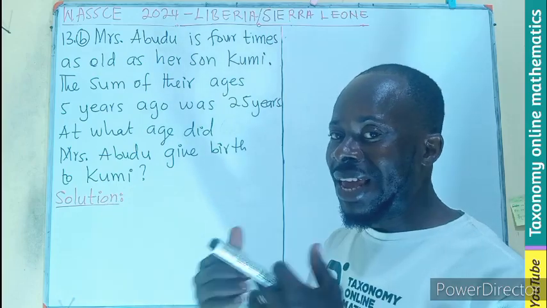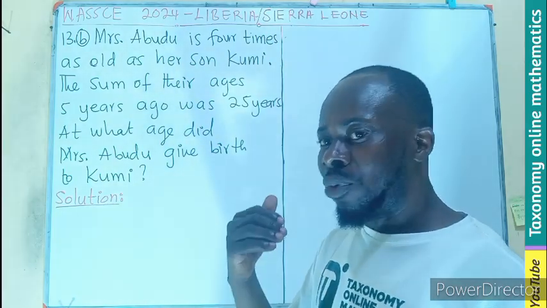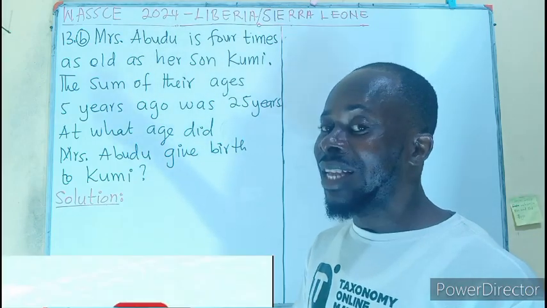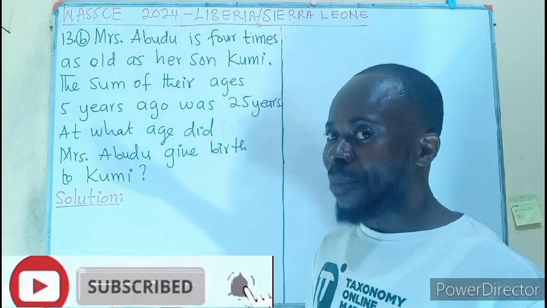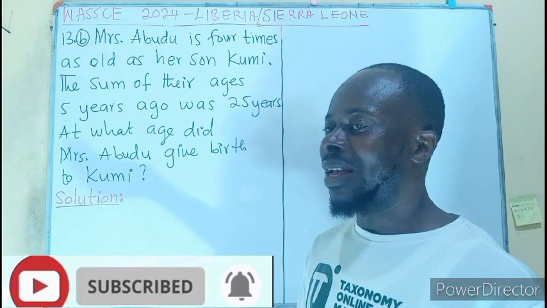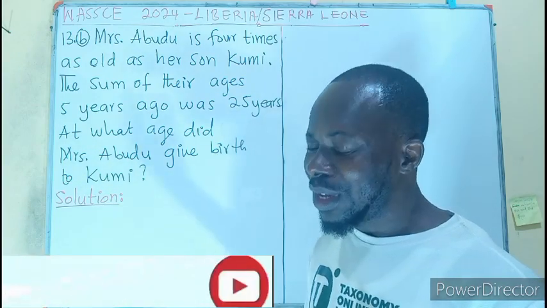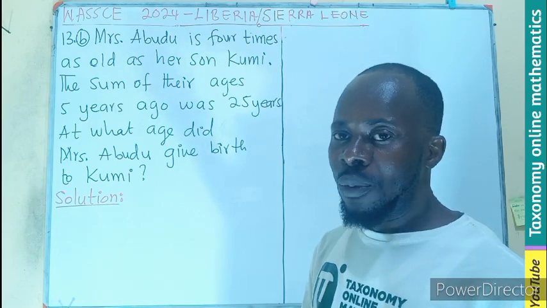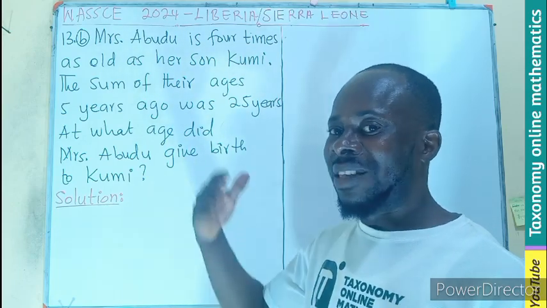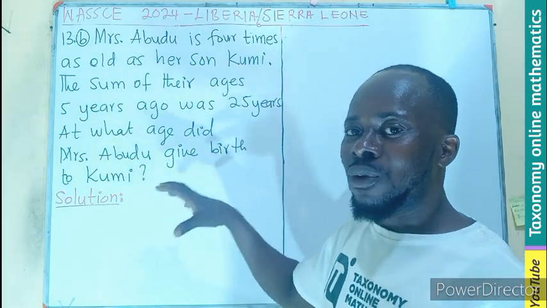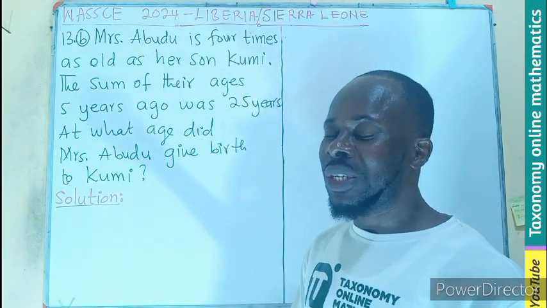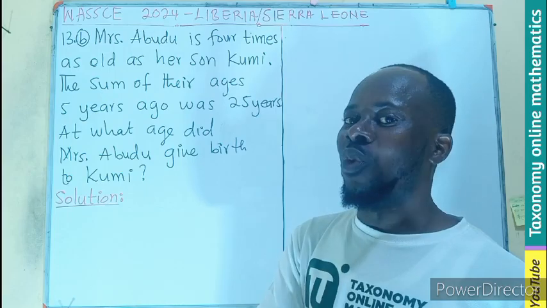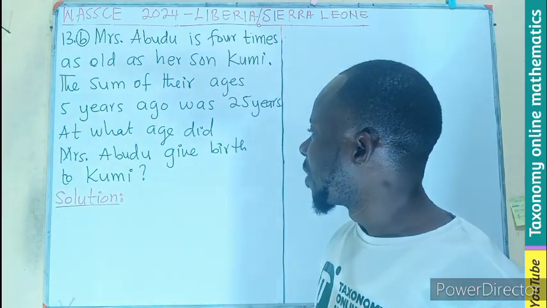For you to find the age at which Mrs. Abudu gave birth to Kumi, you have to know their ages. Before Kumi was born, Mrs. Abudu was at a certain age. So if I subtract the age of Kumi now from that of Mrs. Abudu's age, I'll be able to get the age at which she was before giving birth to Kumi.